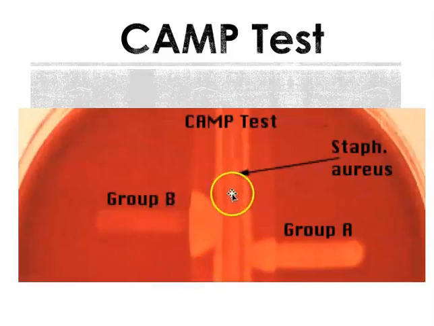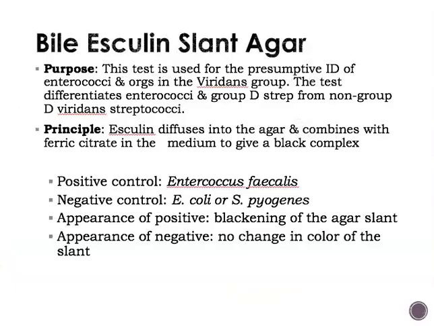And what you're looking for is that arrowhead of hemolysis. So the organism hemolyzes the red blood cells in the media, but it's worked synergistically with that Staph aureus to produce this arrowhead of hemolysis, which group A strep will not produce.